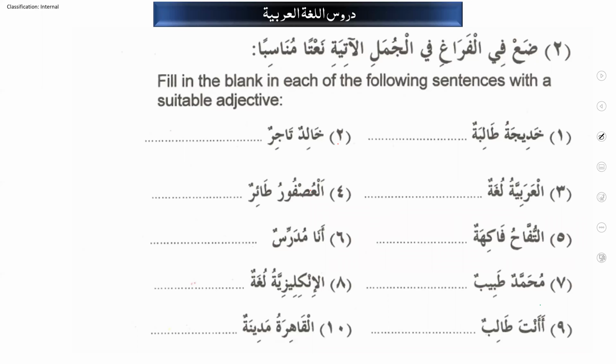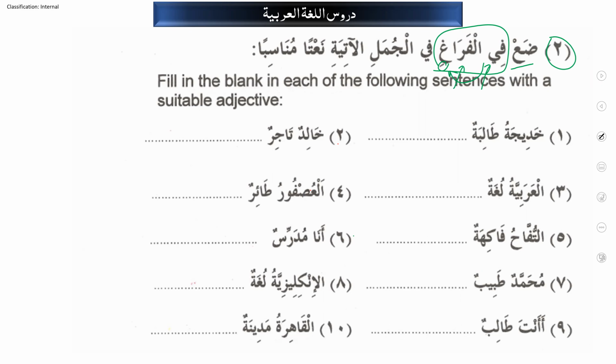Okay, yes, sir. Assalamu alaikum warahmatullah. Walaikum assalam wa rahmatullah. Now I'll explain the question. The teacher is asking: fil faraghi fil jumalil atiyati na'tan munasiban. This sentence also consists of a murakkab tawsifi. First of all, fil faraghi: fi is a harf jar, faraghi is the blank, so it is majroor because of fi. So, in the blank.